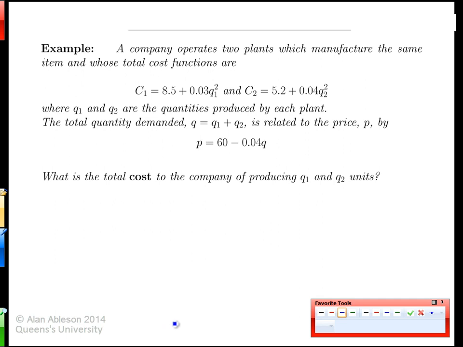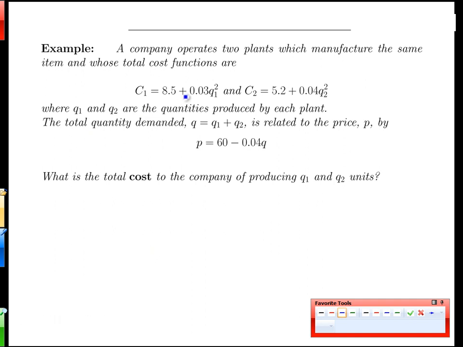Our next example has a more business orientation. The idea here is that we have two plants that can manufacture the same item, and the challenge is to balance off the costs of each item being produced at each plant. Typically, overproducing at one plant and underproducing at another is not going to be as cost effective as splitting the production in some way between the two plants, and that's what we're going to explore in this particular problem.